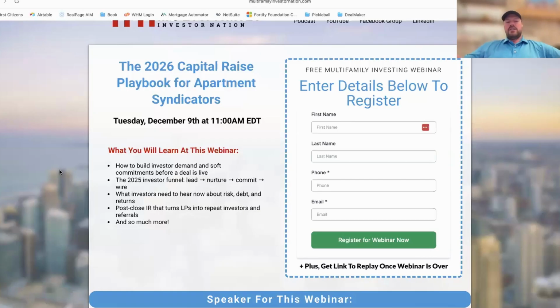So these two things, this investor funnel, you can see here on the screen, as well as building investor demand and soft commitments, both of those go hand in hand, if you will. Okay. Some of you in years past have heard me talk about the know, like, and trust triangle, if you will. Well, in order to get people to invest with you, they have to know, like, and trust you. It also goes in line with getting repeat investors and also those referrals.